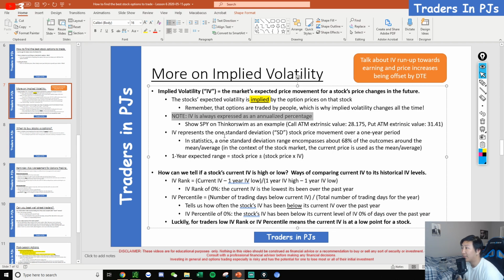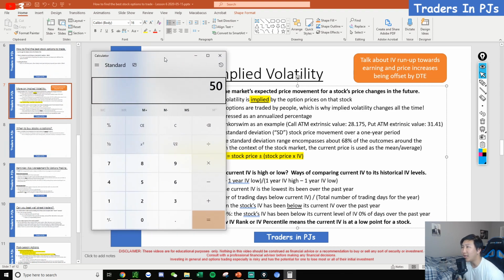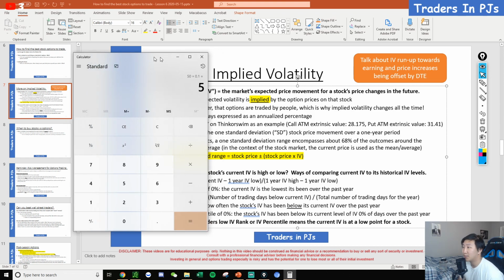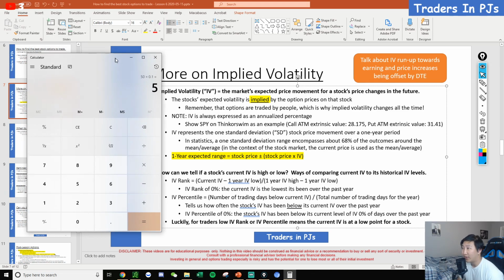And so let's go through a quick example. 1 year expected range, because that's what IV is. Let's say we do Coca-Cola, right? So let's say Coca-Cola is trading at $50 a share, and the IV is 10%. So you do this formula here. What is 10% of 50? Hopefully you guys can do that, but I'll just do it for you. It's $5. And so the expected range of the stock price in 1 year is 50 plus or minus 5, right? So $45 to $55 would be Coca-Cola's expected 1 year range based on their implied volatility.